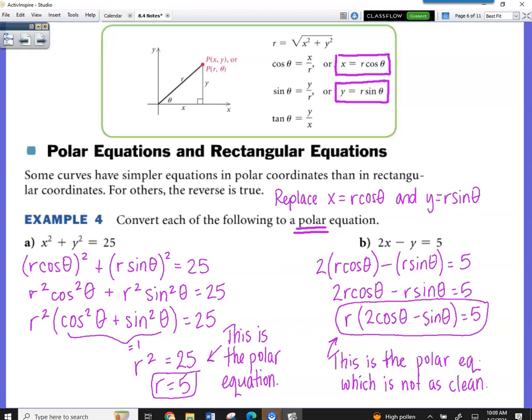Okay, so the takeaway here is to go from rectangular to polar, you just plug in r cosine theta and r sine theta, and you just kind of clean it up. Now we're going to go in reverse.